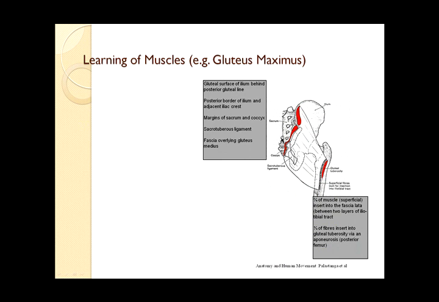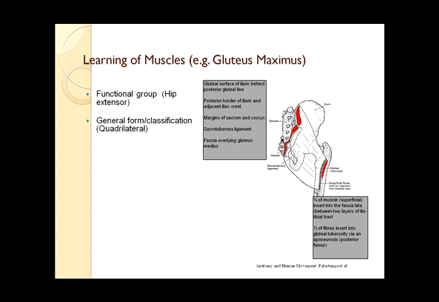When learning muscles, you will be expected to identify the functional group the muscle belongs to. So for example, here we have gluteus maximus. This is gluteus maximus, found on the posterior aspect of the hip joint. Its functional group is as a hip extensor. That is not its only action, but that's its primary action.